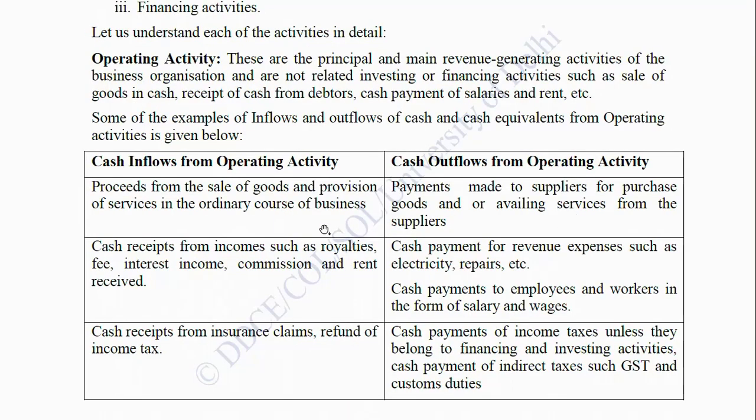Operating activity. These are the principal and main revenue generating activities of the business organization and are not related to investing or financing activities, such as sale of goods in cash, receipt of cash from debtors, cash payment of salaries and rent, etc. Some examples of inflows and outflows of cash and cash equivalents from operating activities are given below. Cash inflow from operating activities.